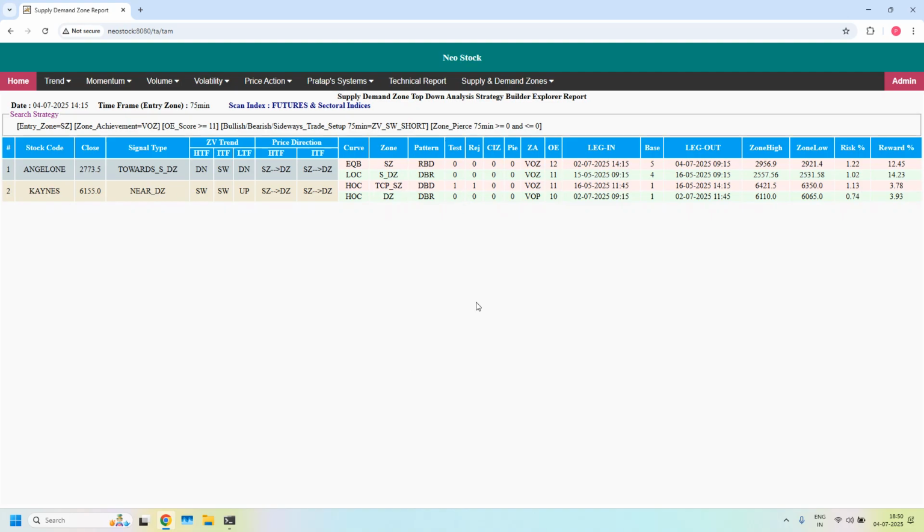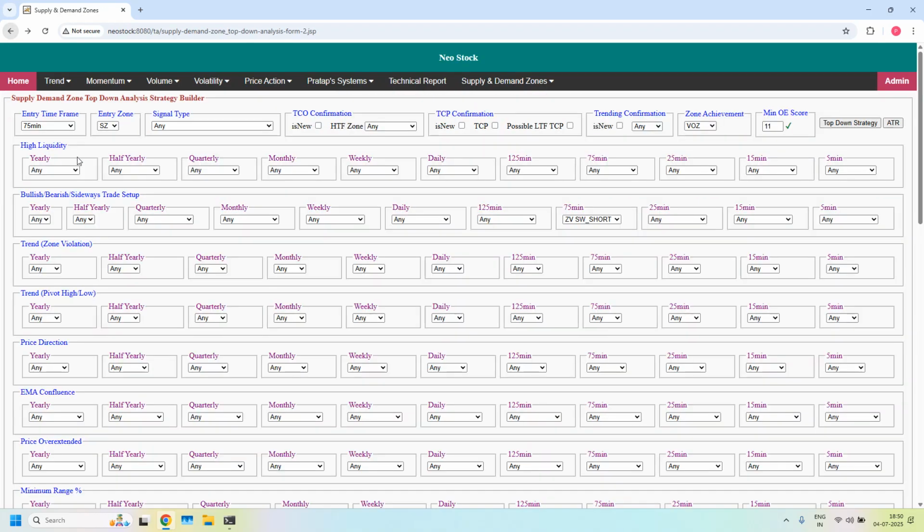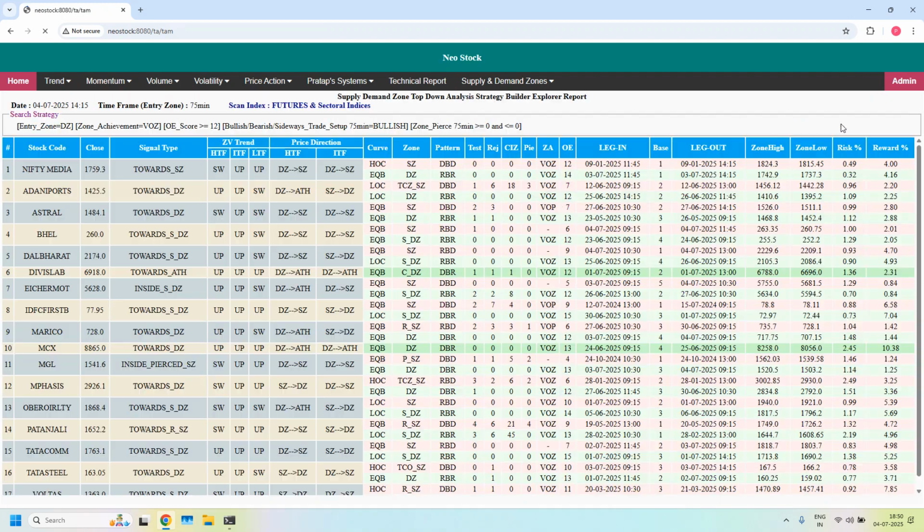Okay, next we will look into bullish trade setup for weekly income trade. The changes are 75 minutes demand zone. Here it is bullish. And also minimum odd enhancer score should be 12. Let's filter the stocks. So we got 17 stocks supporting bullish trade setup. So first 16 stocks in the list.